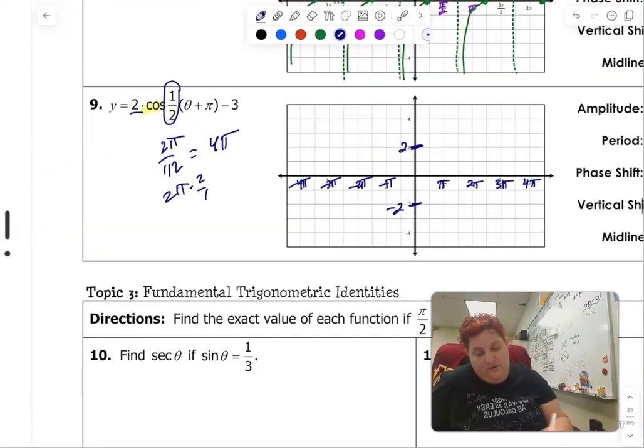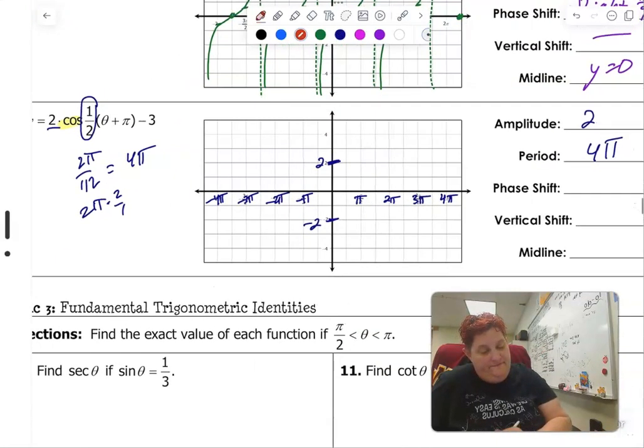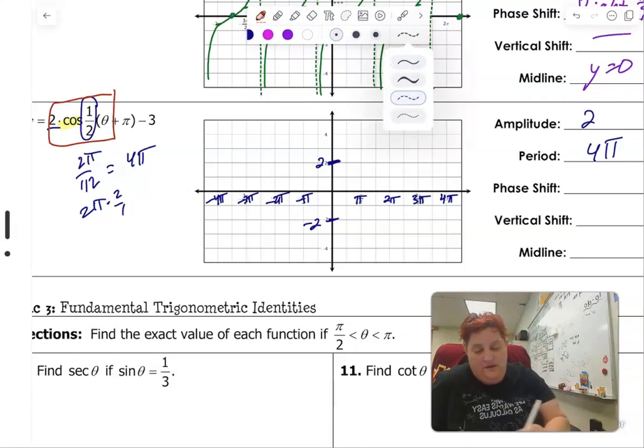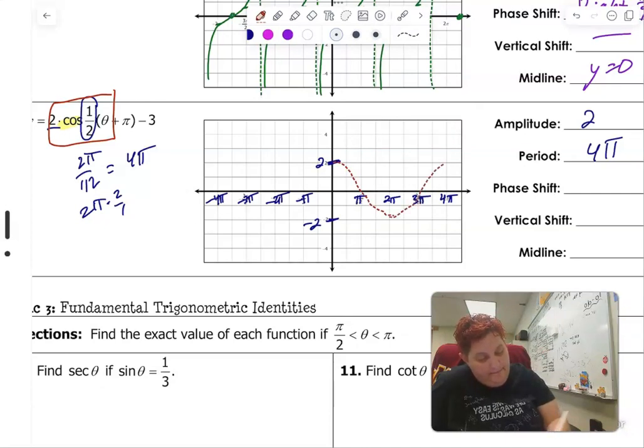Let's see here. Well, actually, I'm going to stop right here. Just the amplitude and period, and I'm going to draw that dotted, okay? Now, cosine starts at 0 and goes like that. Okay, so this is cosine. All right. Now I'm going to start moving things around.